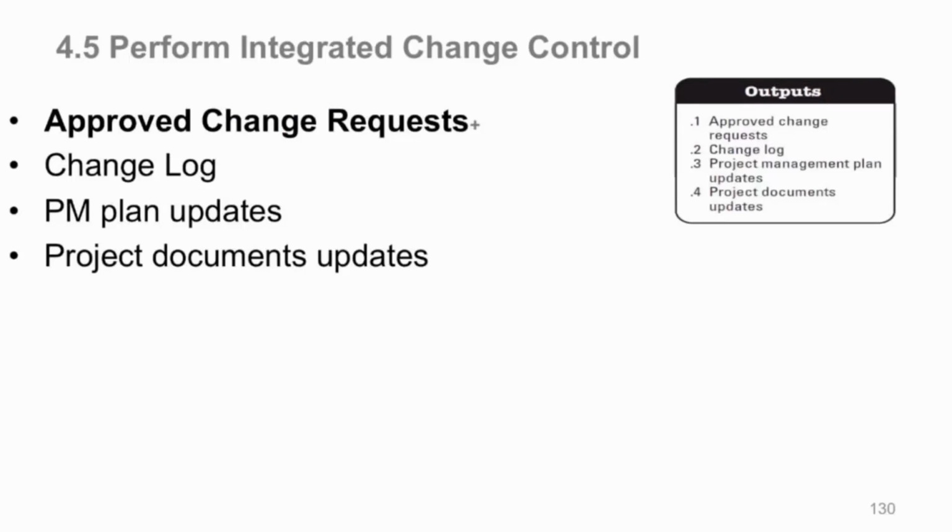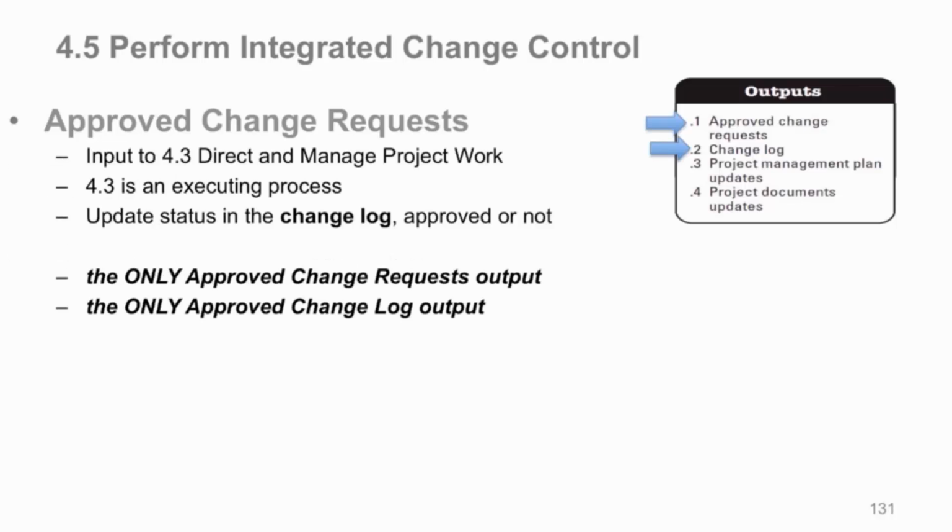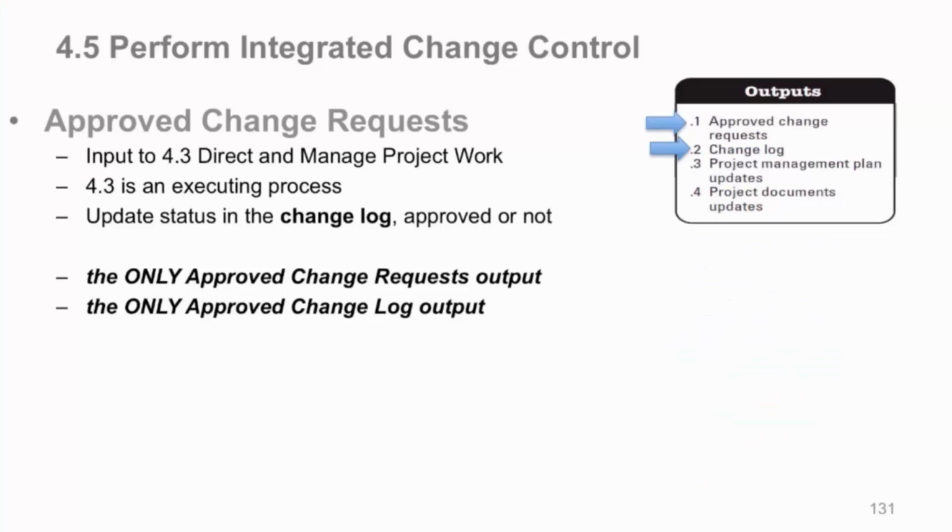Okay, so let's talk about the outputs from integrated change control. The main output, of course, is approved change requests, and again, this is the only process where this is an output. These are directly input into Direct and Manage Project Work, again, the only place. 4.3, Direct and Manage, is the executing process. So we monitor, control, make our change, approve it, and put it into execute. Then we update the change log, whether it's approved or not, so that the stakeholder has access to it and can see what's going on with our changes. And one more time, approved change requests and the change log outputs only come from this process, one place only.